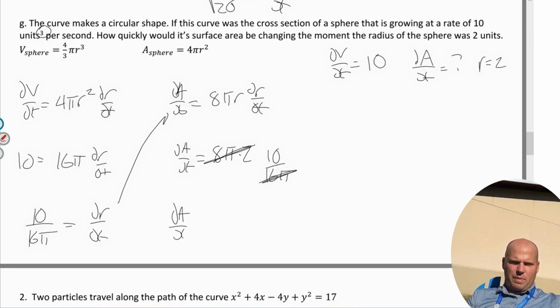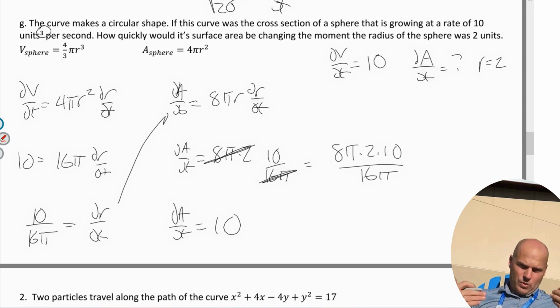If you are worried about simplifying, then just don't. If you want to leave your answer as 8 pi times 2 times 10 over 16 pi, I can't stop you, but I will be annoyed with you because that means there's more work that I have to do to check your answer, but whatever. If that's how you're going to get back at me, that's fine.